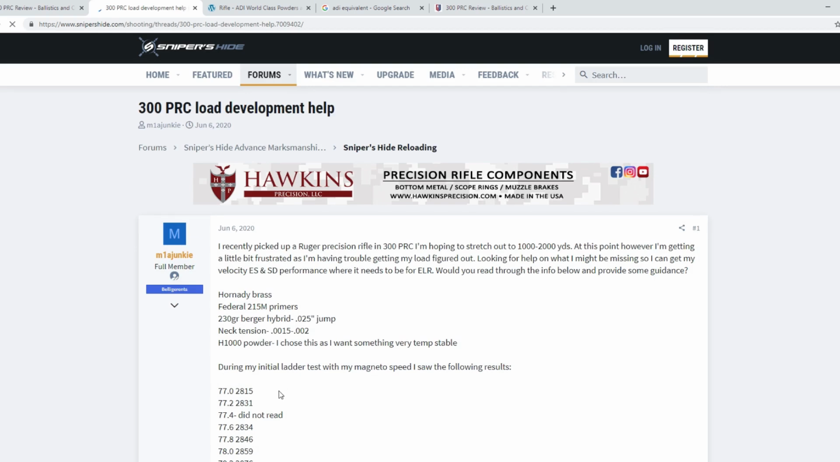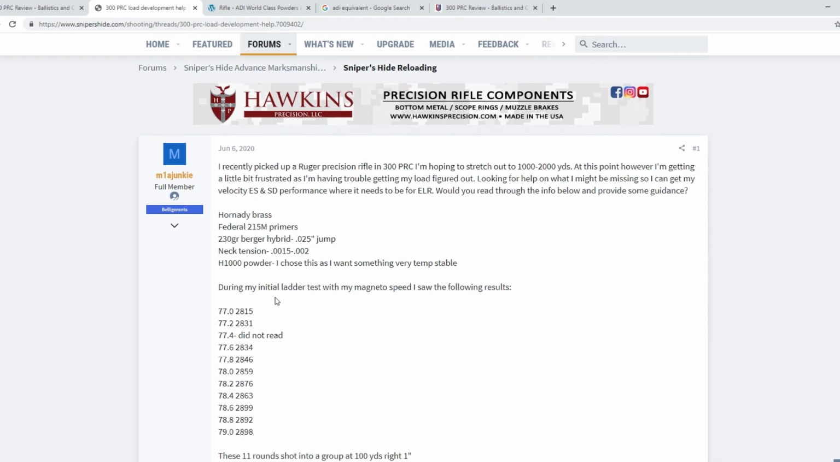There's a load for 300 PRC, and here's someone that's actually done some ladder testing. They're using the 230 grain Berger bullet, and you actually see some idea as to what they found in the way of powder weights they used in there. So that's from 77 grains to 78 grains of the H1000 and the sort of speeds they actually saw. So that's 2,800 feet per second in a 230 grain bullet.